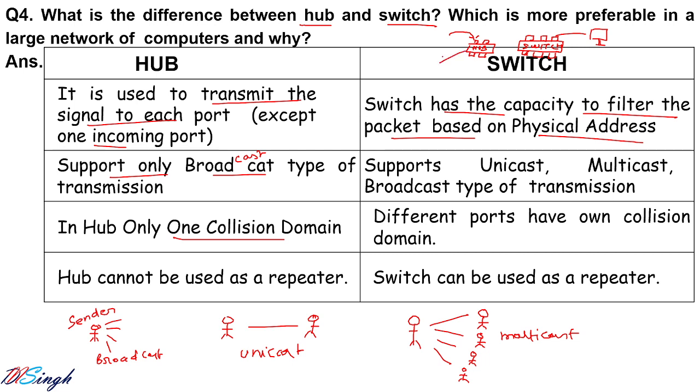if data comes in on any incoming port, the hub is going to forward it to all the remaining ports, so a collision can happen anywhere. But for a switch it can happen only on that link, because it is going to forward only on the particular link where that physical address is available. A switch can be used as a repeater and also acts as a collision separator. Different ports have their own collision domain, because a collision can happen only on the port where you are forwarding the data.